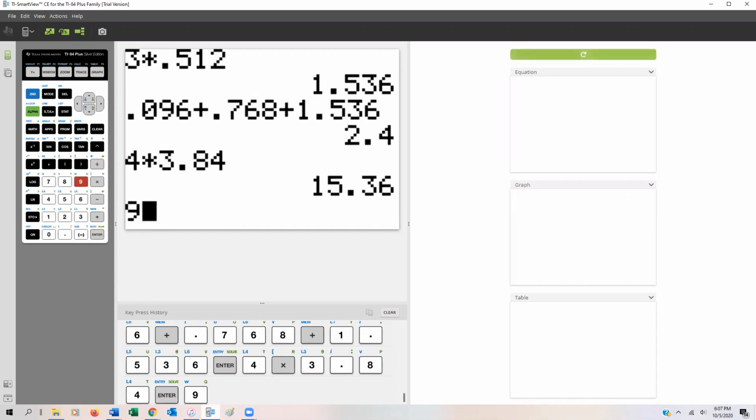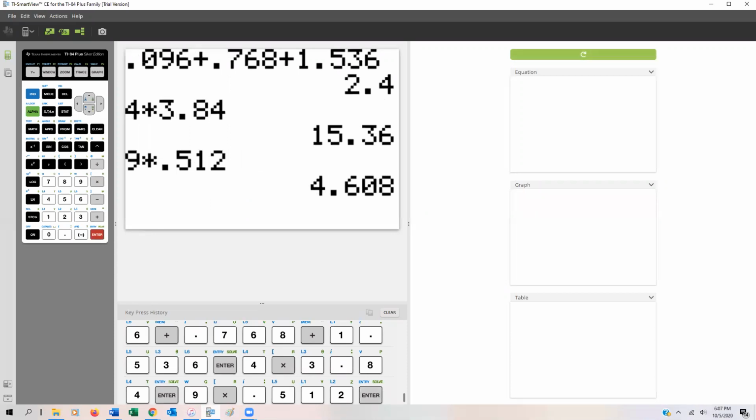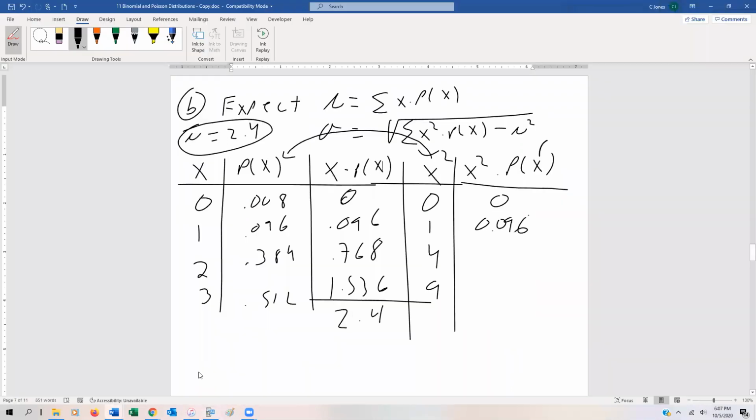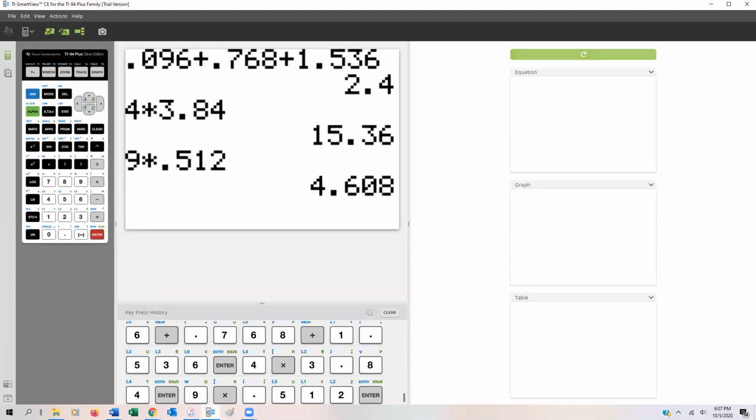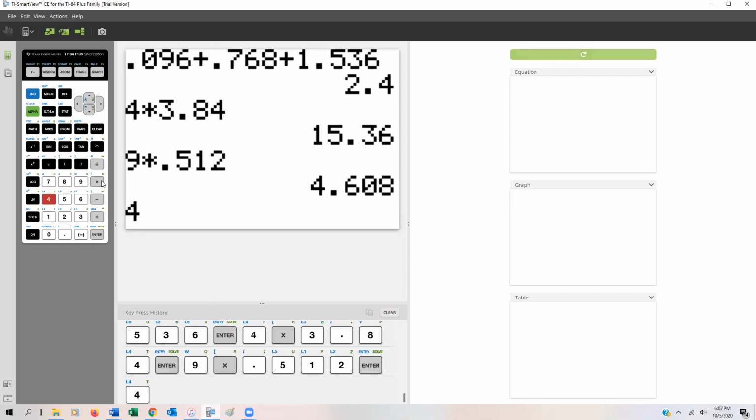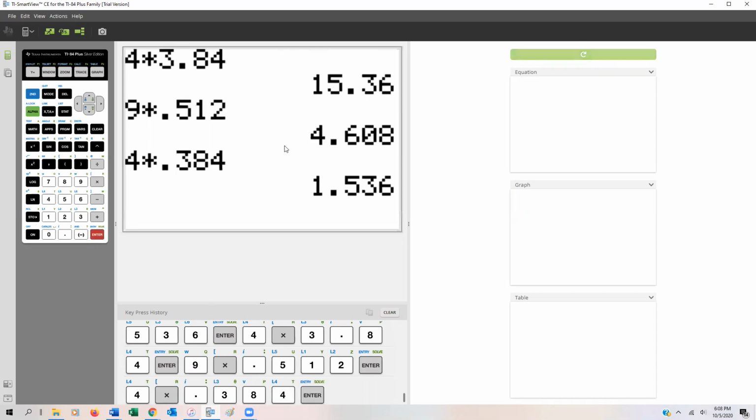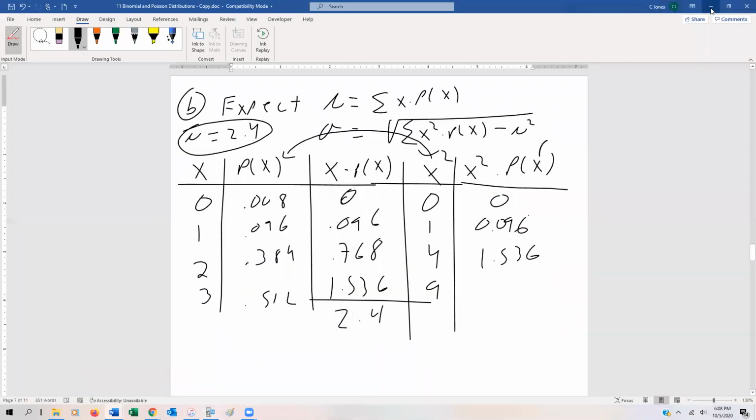And we're going to take 9 times 0.512. All right, so we get 4.608. And for the other one, hold on a sec, that's 4 times 0.384. So that's 1.536, and then 4.608.